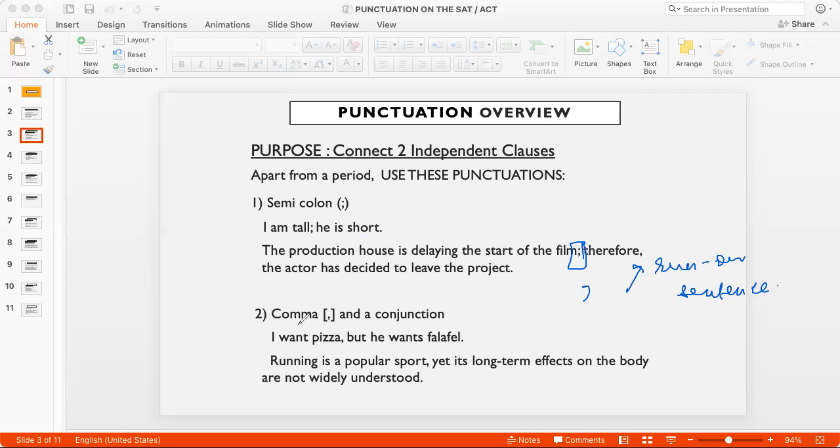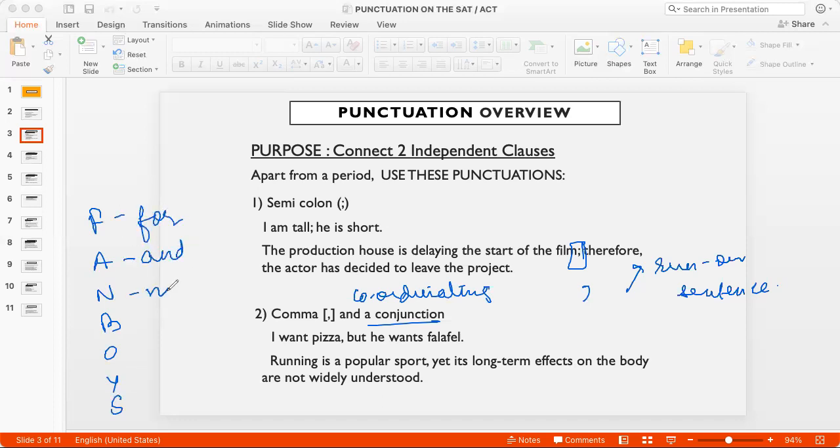Now, when can I use a comma to connect two independent sentences? When I have a conjunction with a comma, a coordinating conjunction. How can I remember a coordinating conjunction? With the acronym FANBOYS. F stands for for, A stands for and, N stands for nor, B for but, O for or, Y for yet, and S stands for so. These are coordinating conjunctions, and with a comma, they can be used to connect two independent sentences.